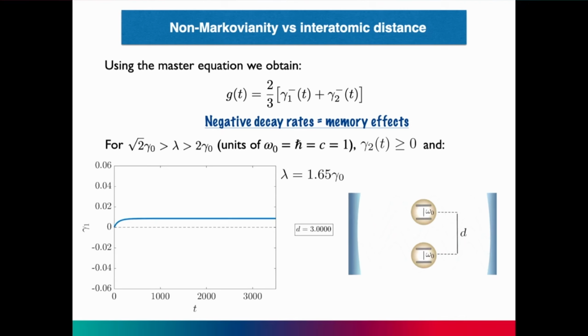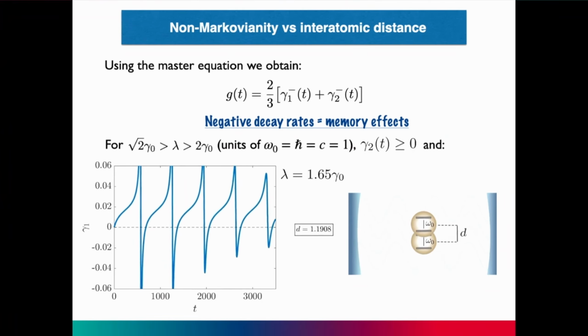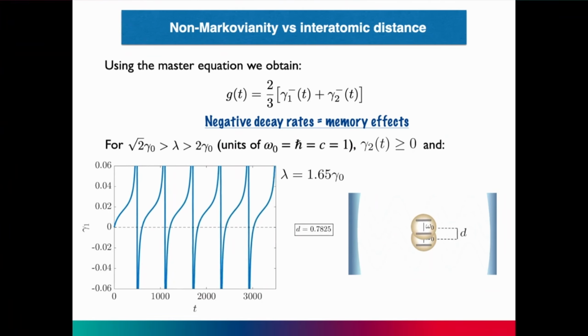We found this intermediate regime, for intermediate spectral widths, in which for distant atoms you get two positive decay rates, so Markovian dynamics. But as you bring the atoms closer together, one of them dips below the x-axis, so you get a finite transition from Markovian to non-Markovian dynamics at a finite non-zero separation.